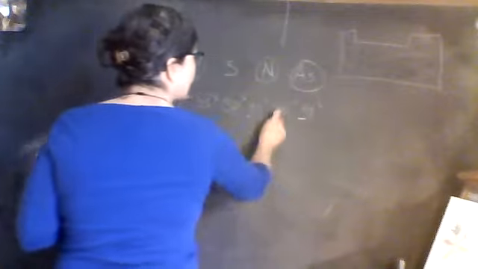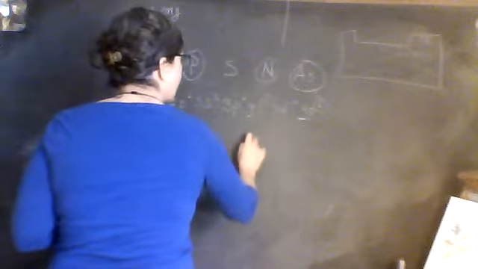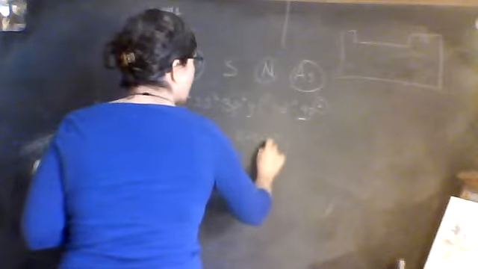So we're going to be looking at the highest energy level. The highest energy level is 4. This is 3, so it doesn't count. We have 2 and we have 2. 2 plus 2 is 4. So there are 4 valence electrons in this electron configuration.